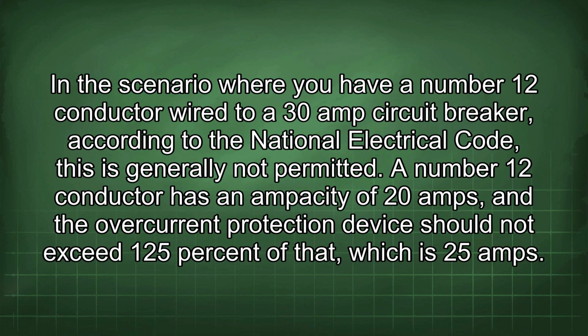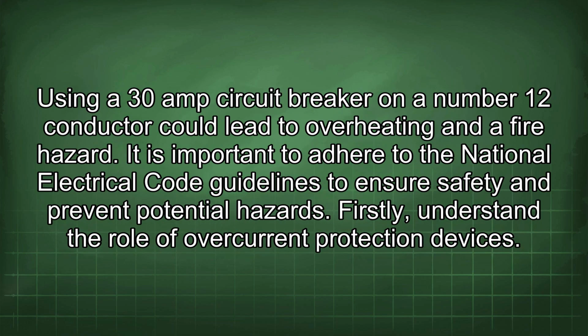A number 12 conductor has an ampacity of 20 amps, and the overcurrent protection device should not exceed 125% of that, which is 25 amps. Using a 30 amp circuit breaker on a number 12 conductor could lead to overheating and a fire hazard. It is important to adhere to the National Electrical Code guidelines to ensure safety and prevent potential hazards.